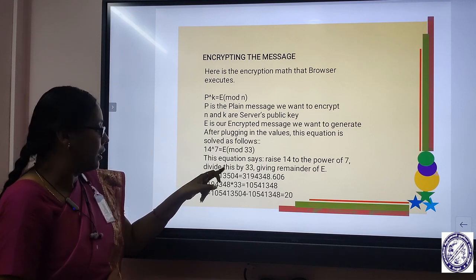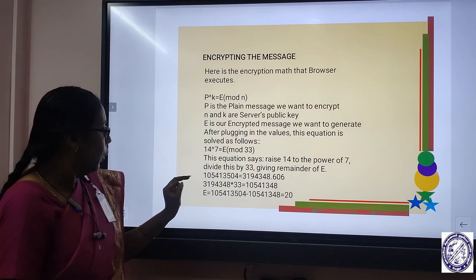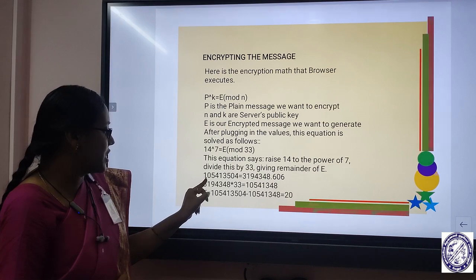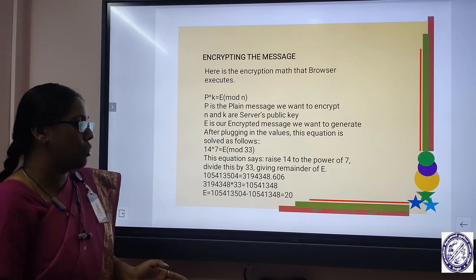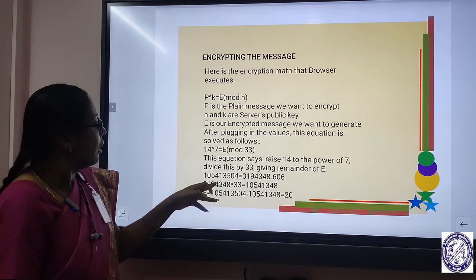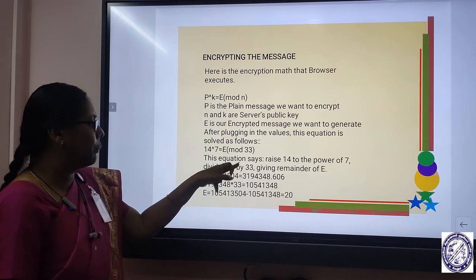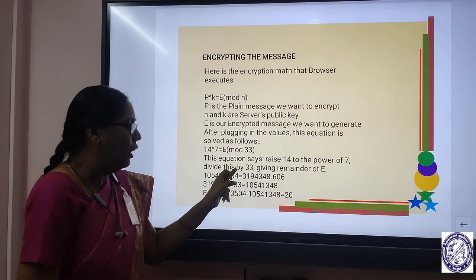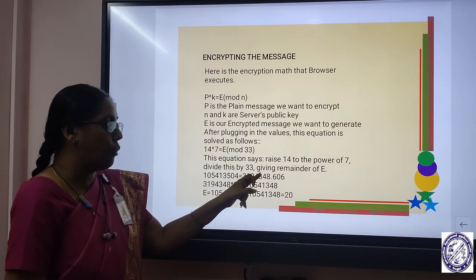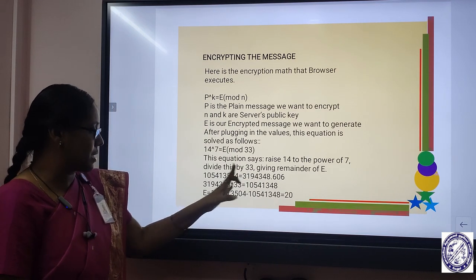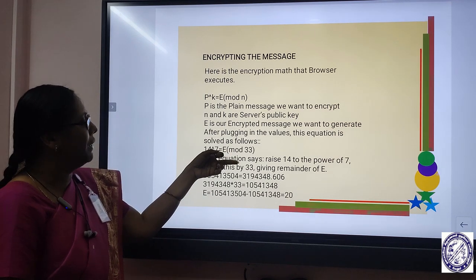14 to the power of 7. We got the value 105,413,504. Okay, then we need to divide by 33. When we divide by 33, we got the value 3194348.606. Okay, then we need to multiply with 33.